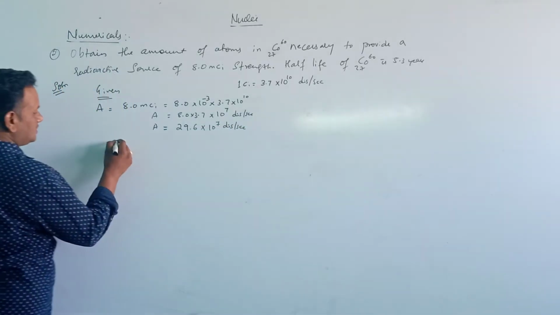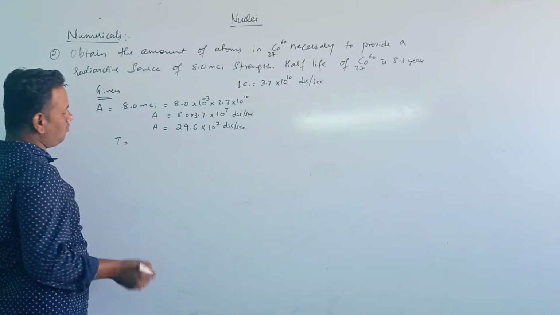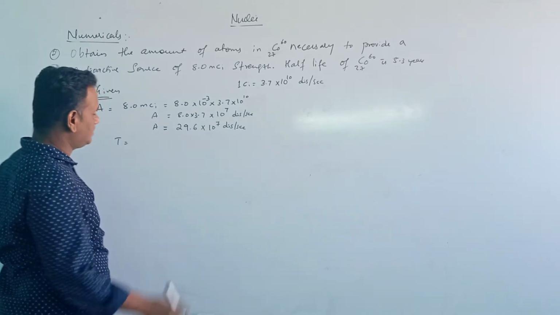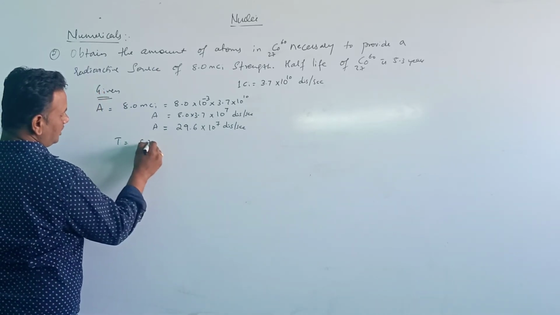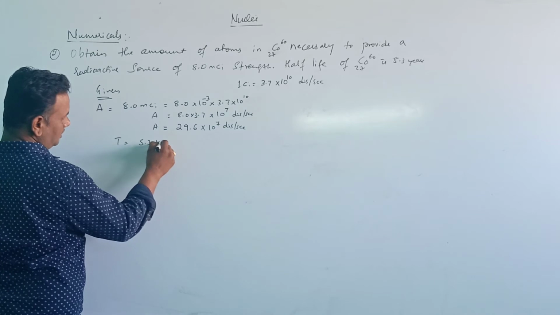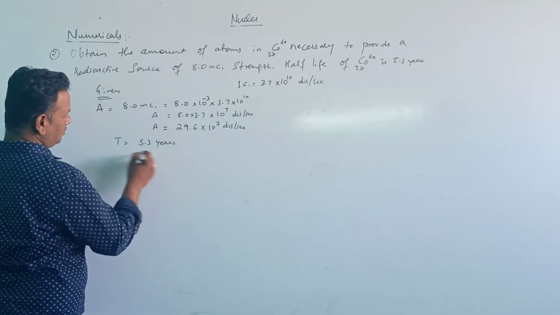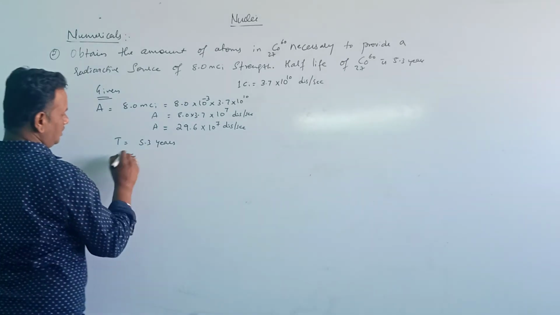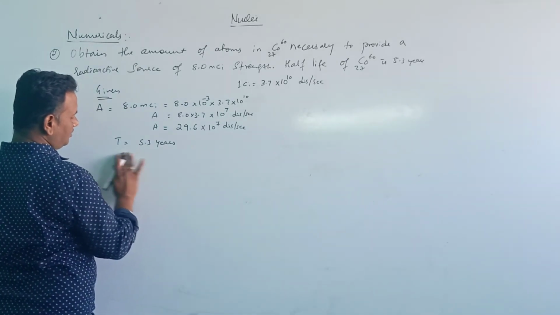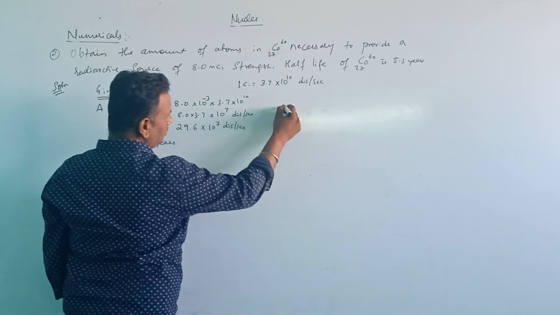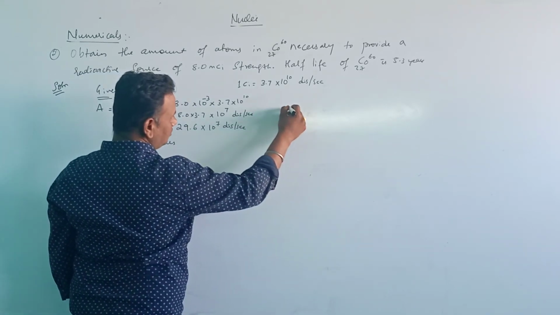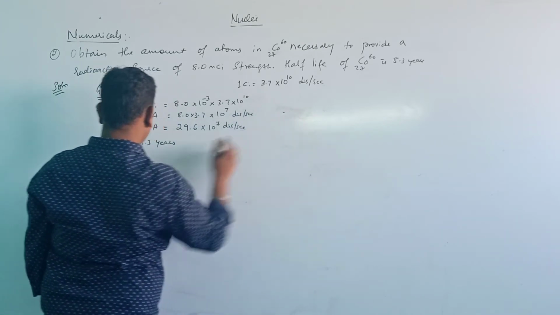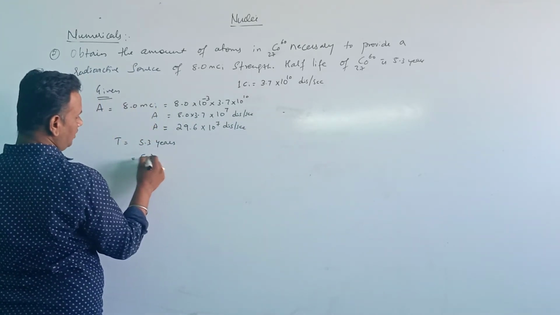Now half life is T, capital T. Half life of cobalt 60 is 5.3 years. So I am writing 5.3 years here. Okay, so 5.3 years, that means 1 year is equal to, or you can simply write directly here, 5.3.